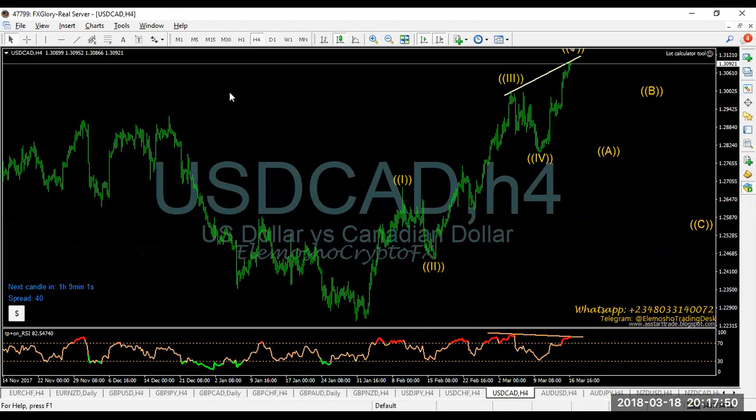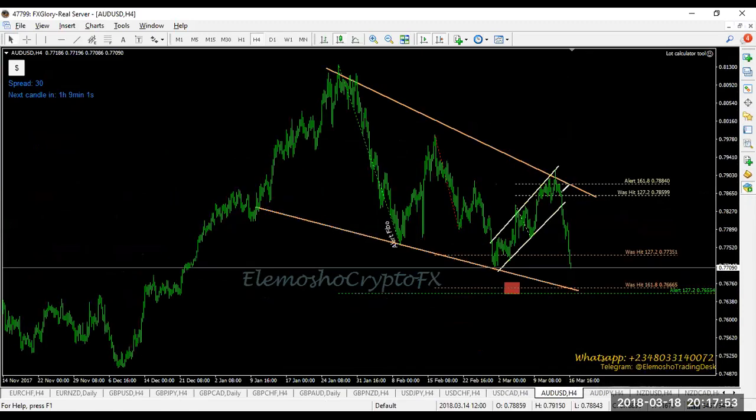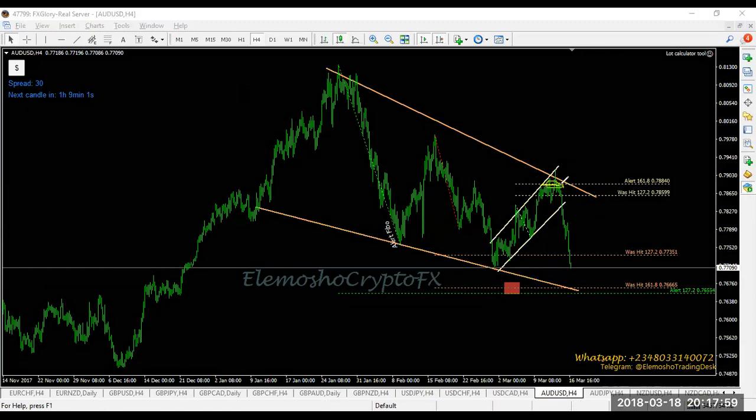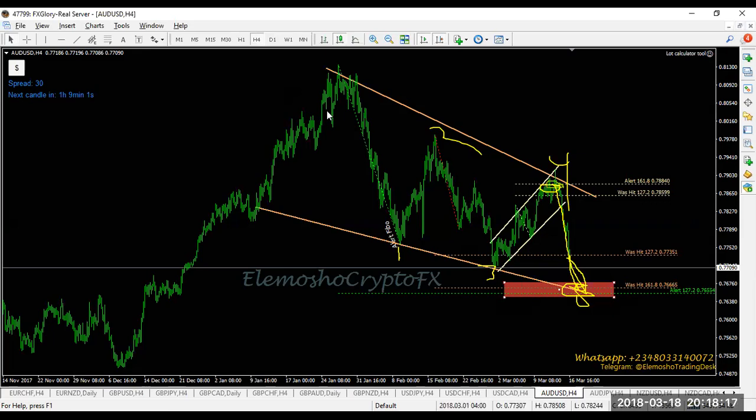AUD USD 4 hours, which is exactly what happened. Immediately price got to this zone, it eventually rejected it and made this sell. So I'm expecting that this is my 1, 2, 3, 4, and 5. So price is still expected to get to somewhere around here, which is where I put my box before. So when it gets somewhere around here, that is when we'll be looking forward to triggering our buy.